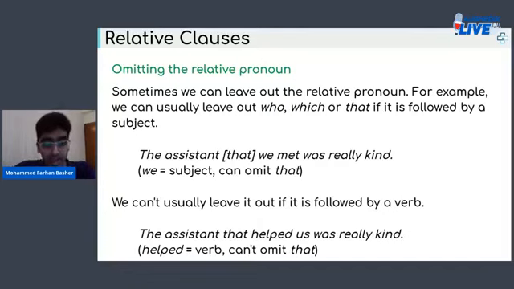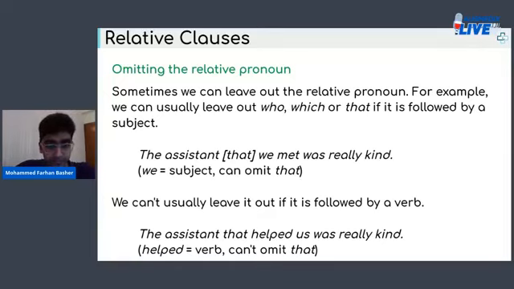We can't usually leave it out if it is followed by a verb, however. Instead of a subject, if there is a verb following a relative pronoun in a relative clause, then of course you have to keep that particular relative pronoun, and we cannot omit it, such as the assistant that helped us was really kind.